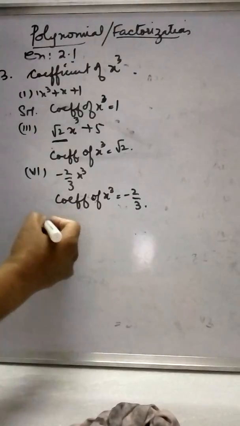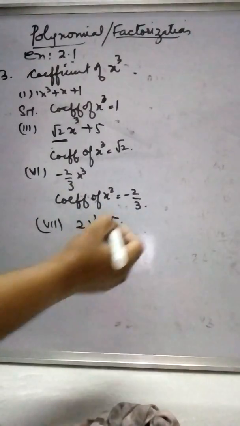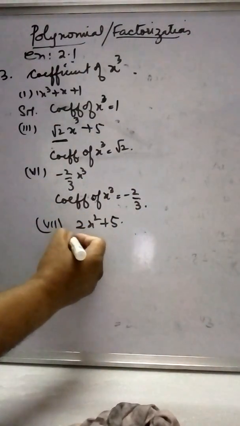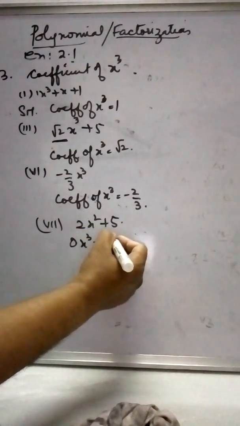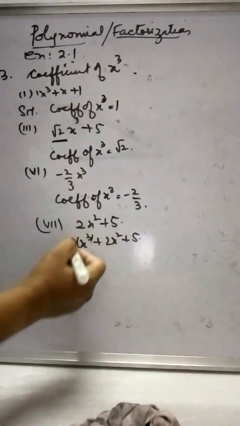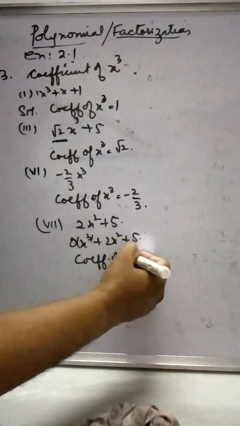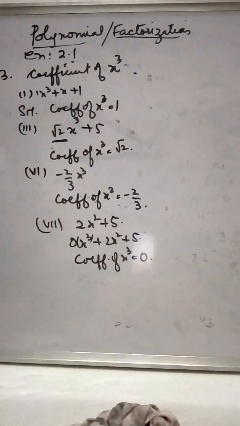And the seventh one is given as 2x square plus 5. I'll take it in this way: 0 into x cube plus 2x square plus 5. We don't have x cube, so I'm taking 0 into x cube. 0 into the number is 0, so the coefficient of x cube is equal to 0. I hope you understood how to find the coefficient. When a variable is multiplied by any other number or any other variable, that gives the coefficient of the variable which is asked.